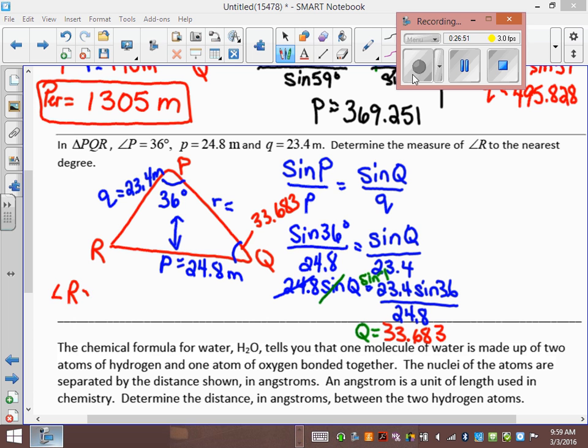Angle R equals 180 degrees minus 36 degrees minus 33.683 degrees. 110 is the nearest degree. 110 degrees. Now let's see, does it make sense in some ways? 33 is smaller, so side Q is smaller than side P. Makes sense. R we don't know, but it makes some sense.